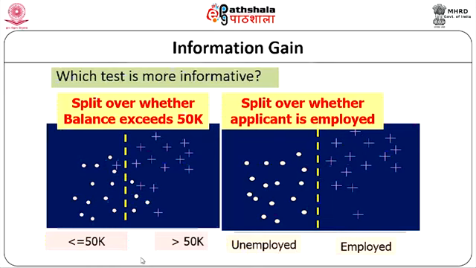Now, on the split of whether the applicant is employed, if you do that split, you find that the split is pure. That means on this subset everything is in the pink class, and on this side everything is in another class. So, 2 different classes, which is a pure split. You understand, this particular greater than 50k split is not as pure.